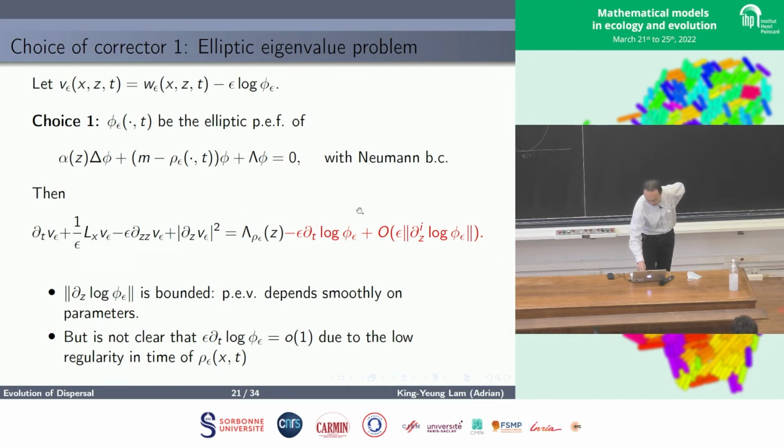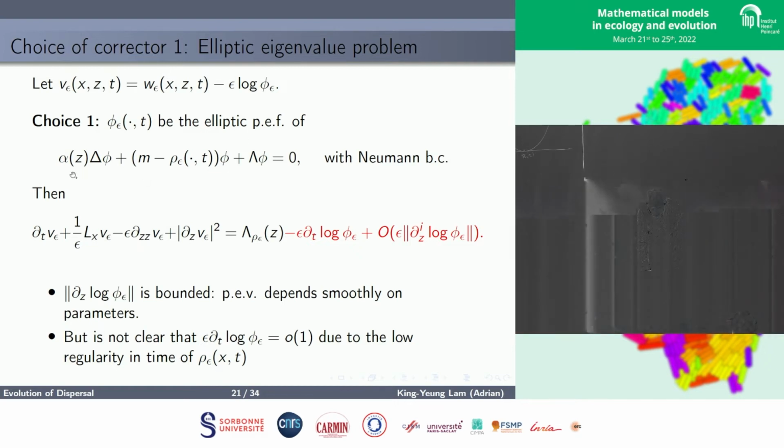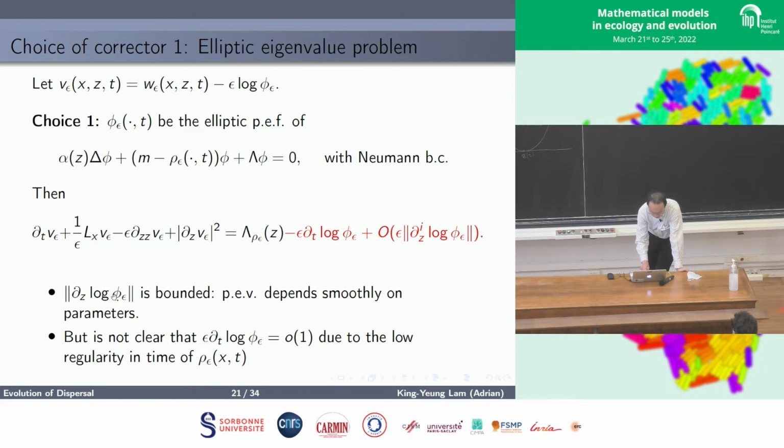Except that we have this remainder term involving the corrector. The good thing is that it is an elliptic eigenvalue problem, so we know that phi depends continuously and smoothly on diffusion. So we don't worry about the derivative of the corrector in Z. But this term turns out to be problematic.